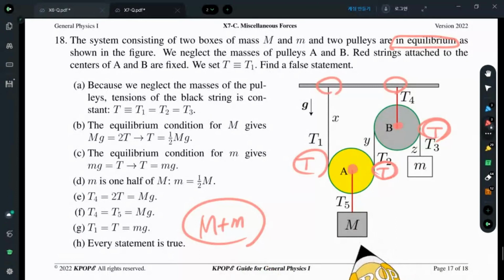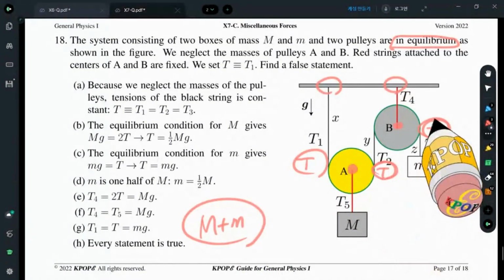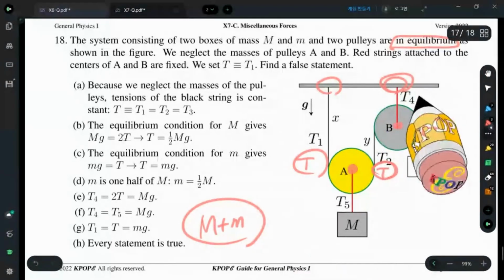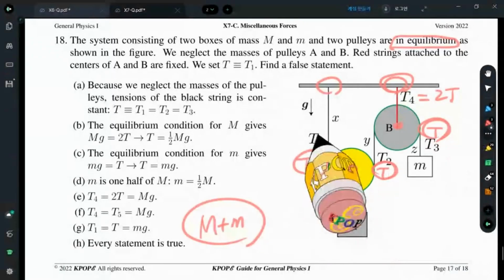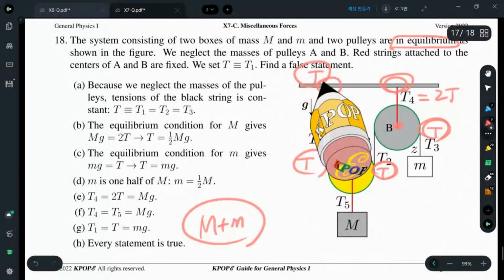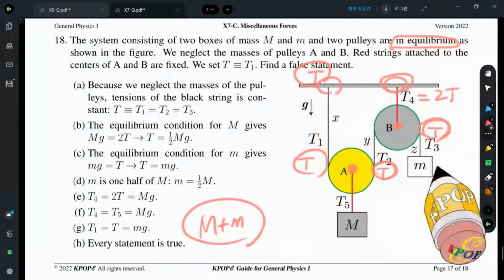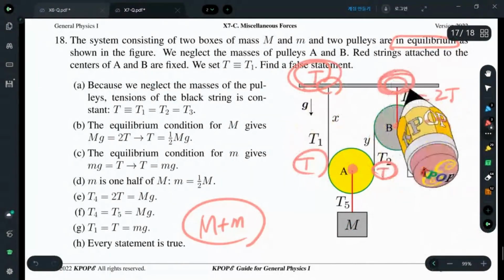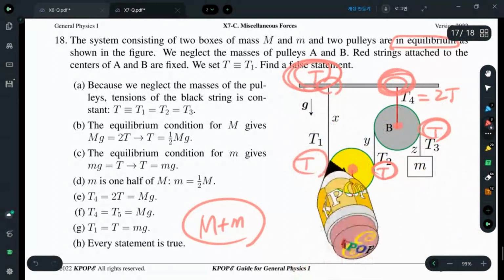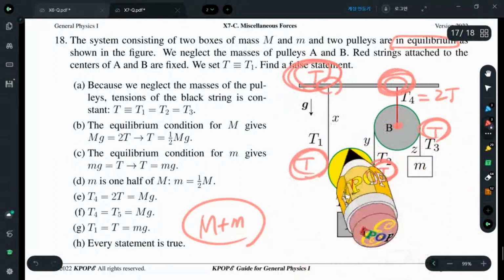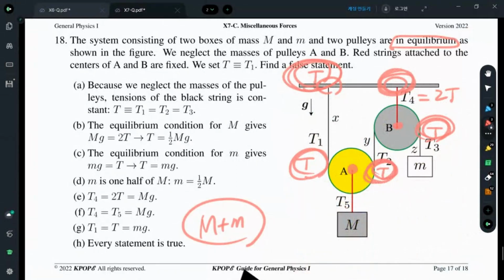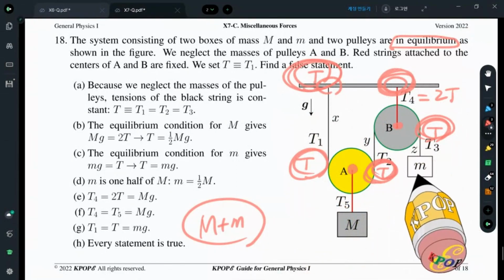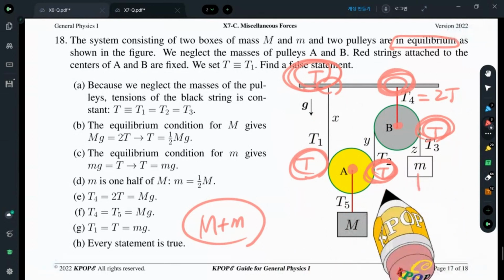Okay. I have T, T, T, and this T, T is sustained by this one. So this one should be 2T. I have T, T, T, and this T is sustained by T. So there is a mismatch. This is 2T, and this is T. But as long as the tension of the string is concerned, everything is T. This is the reason why this one is in equilibrium.